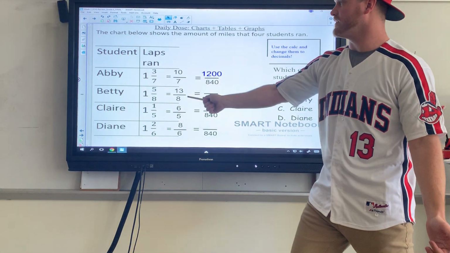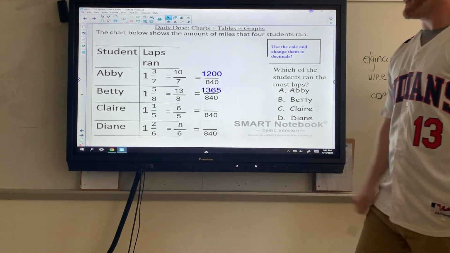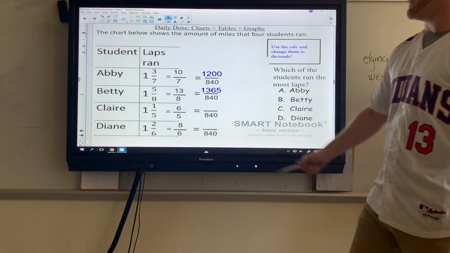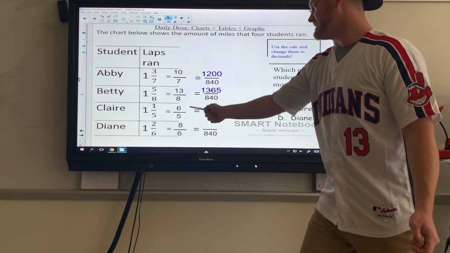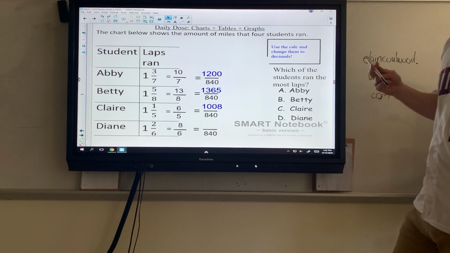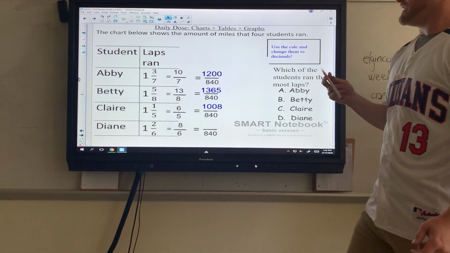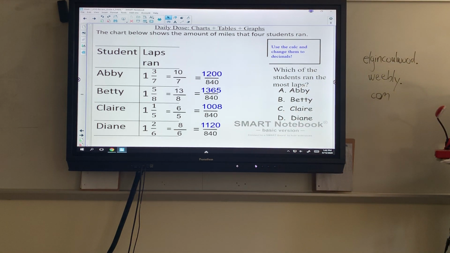Next one, 840 divided by 8 is 105. So we do 13 times 105, we get 1365. Next one, 5 goes into 840 168 times. So 6 times 168 gives us 1,008. And last but not least, 6 goes into 840 140 times. You multiply that by 8, we get 1120.